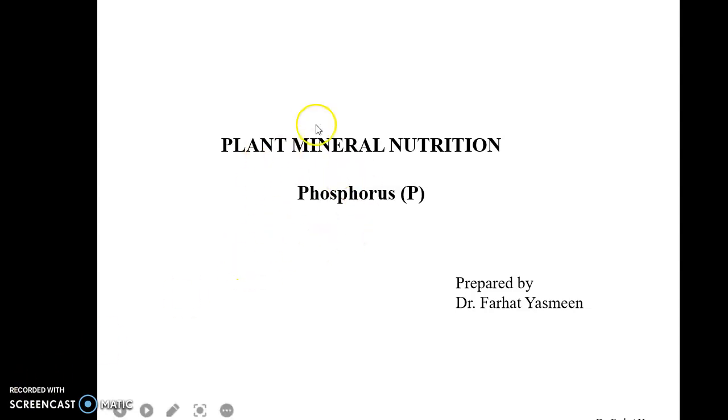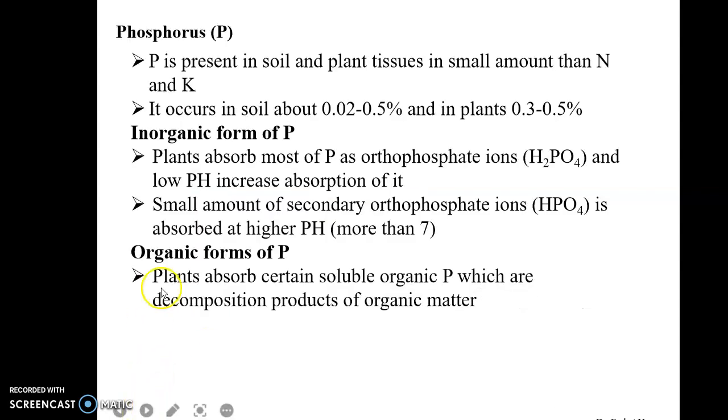In today's lecture, we will discuss phosphorus, what the importance of phosphorus is, and how it shows its deficiency symptoms. First of all, phosphorus is present in the soil and in plant tissues as well, but in very small amounts compared with potassium and nitrogen. It occurs in soil at about 0.0 to 0.5%, and in plants at about 0.3 to 0.5%.